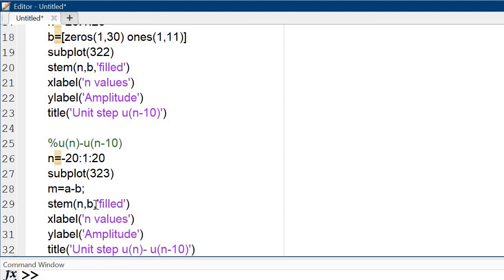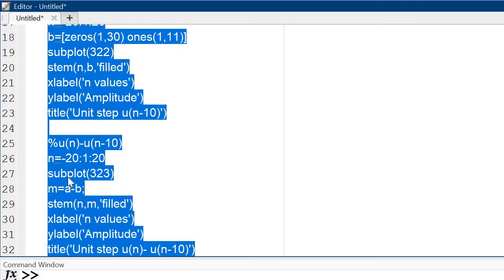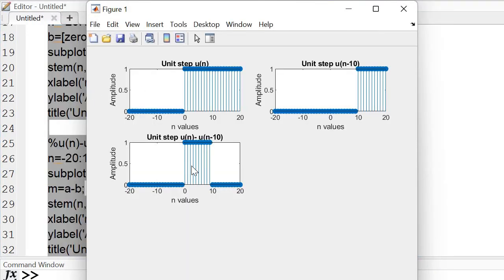Now here it is m. Third position, rows, columns, and your third position, the difference of u of n minus u of n minus 10, that is denoted by a minus b. I used the stem command. Then after that, x label, y label and title. And I will show you the result. Okay, this is the result.